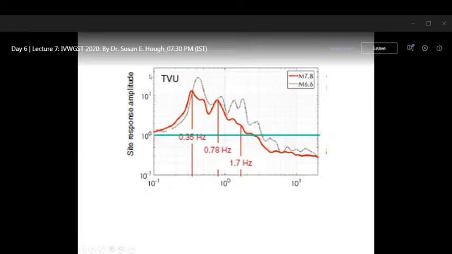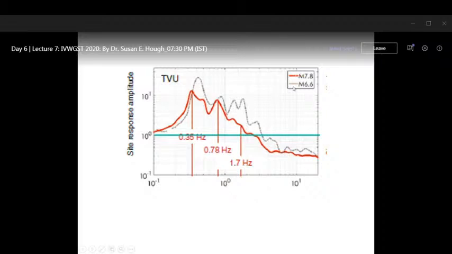This is plotting the energy as a function of frequency from 0.1 hertz out to 20 hertz. This is looking at the site response estimated from a spectral ratio. Again, you're comparing the sediment site to the rock site. If they were the same, you would get 1. This is the line, and it's a log-log axis. This is showing both a 6.6 and a 7.8, but let's just look at the 7.8 shown in red.